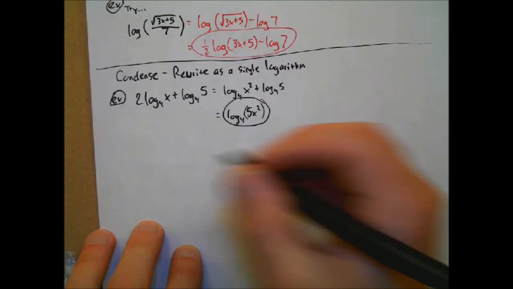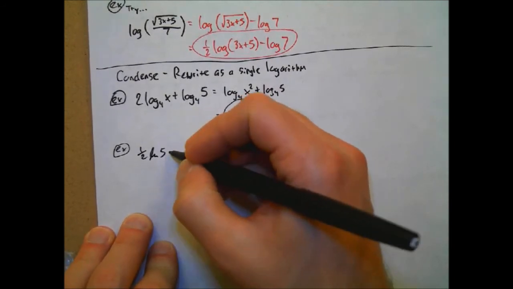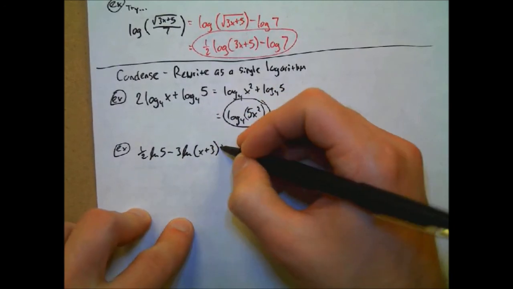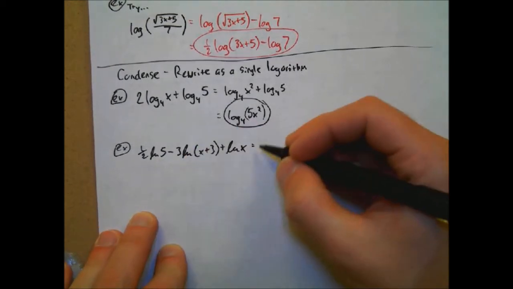All right, let's try another one here. 1/2 natural log 5 minus 3 natural log of x plus 3 plus the natural log of x. There's a couple ways we go about tackling this too. I'll try and do the most straightforward approach so it's not confusing. What should we take care of first here, do you think? Yeah, the coefficients. So we'll bring that 1/2 up and make it natural log of 5 to the 1/2.